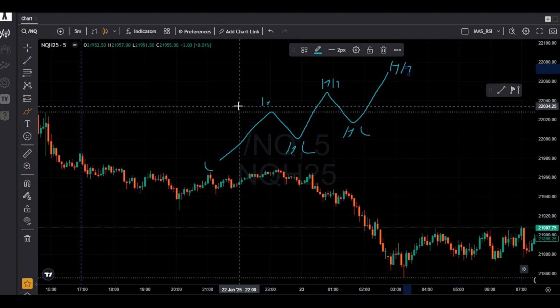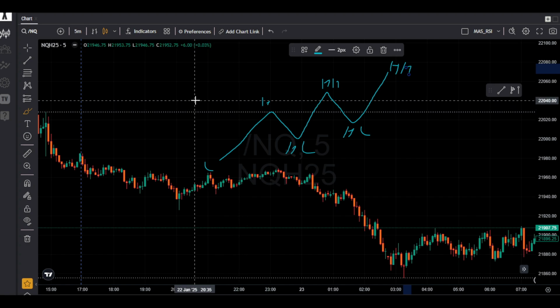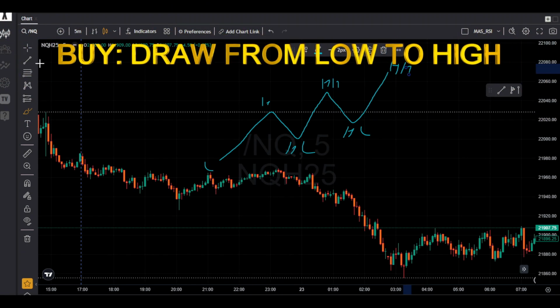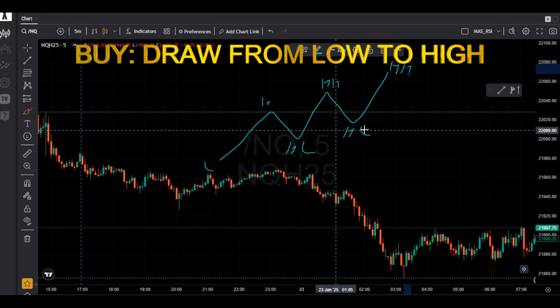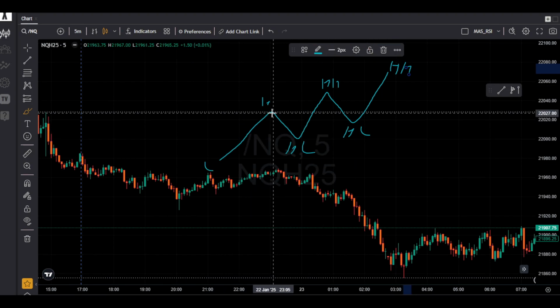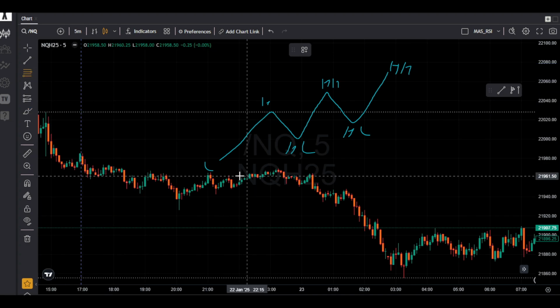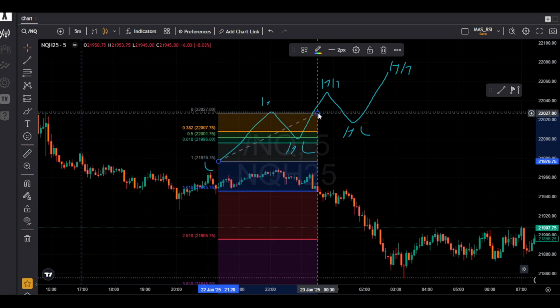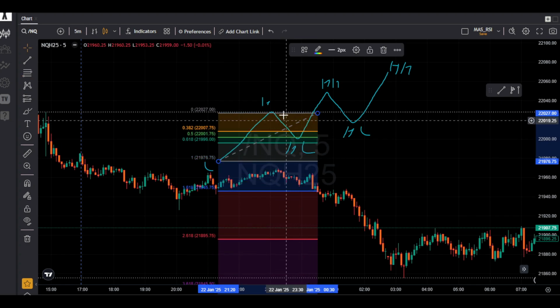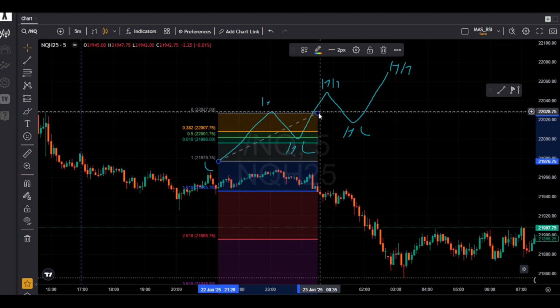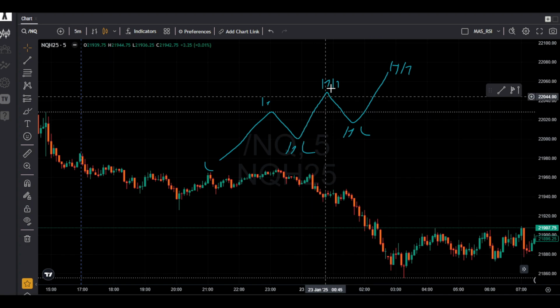Anytime we have to draw a Fibonacci tool for buy setups, we'll be drawing it from low to high. For example, assume we don't have this part yet. Let's say price moved from this point to this point and now it started to retrace. We will simply draw our Fibonacci tool from low to high. In this case, you see price retraced over here and then again moved higher. Now we'll move on to the next opportunity.